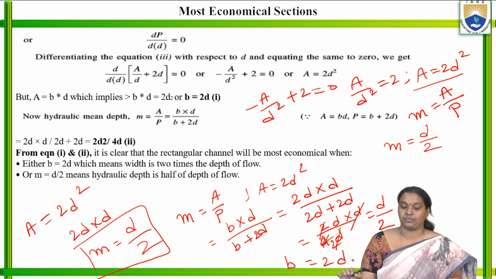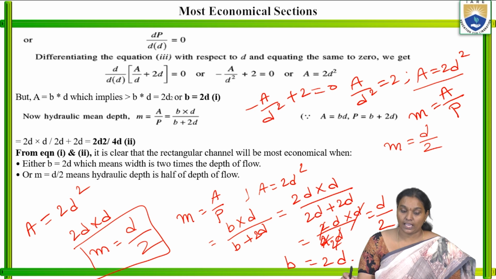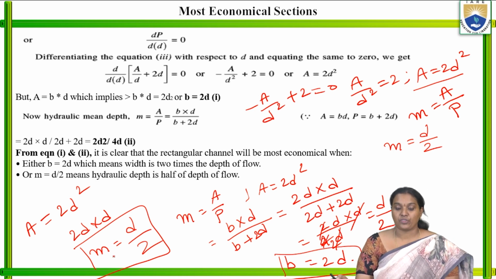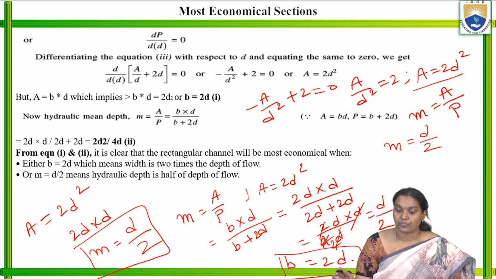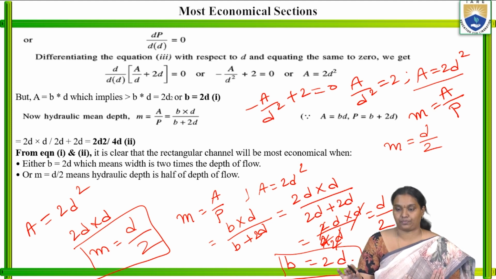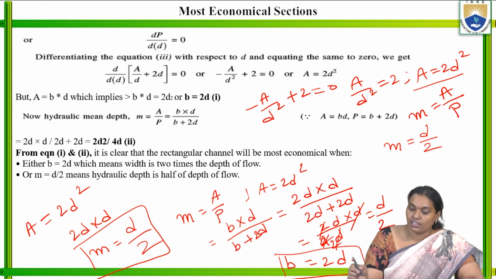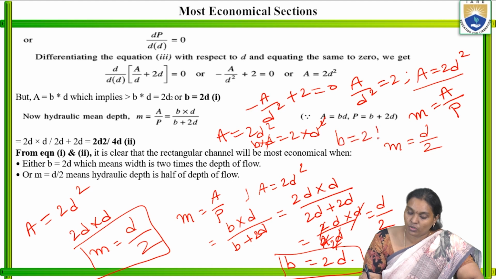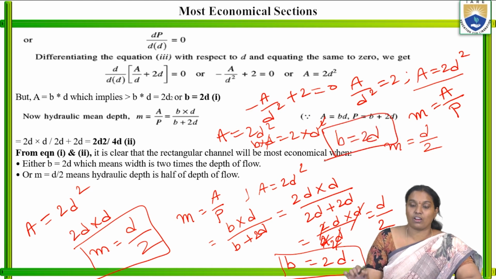into d. B is equal to 2d and m is equal to d by 2. These are the two conditions which we are going to understand. How do we get them? Again, a is equal to 2d square, but a is equal to b into d, that is equal to 2 into d square. This is cancelled. This means b is equal to 2d. This is one of the conditions.